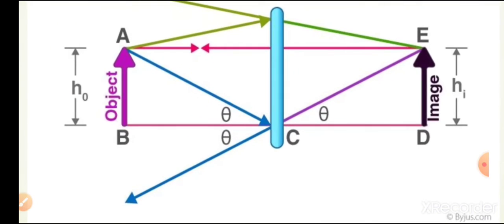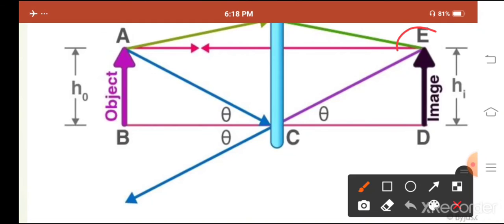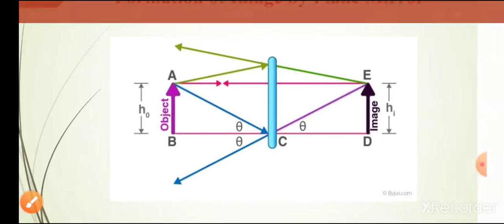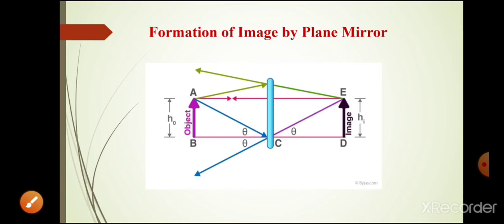Now you can see here, they appear to meet at points E and D. So this image is known as a virtual image. Now students, what is a virtual image? A virtual image is that image which appears to meet at some point, but actually these rays are not meeting, and this image cannot be obtained on the screen.